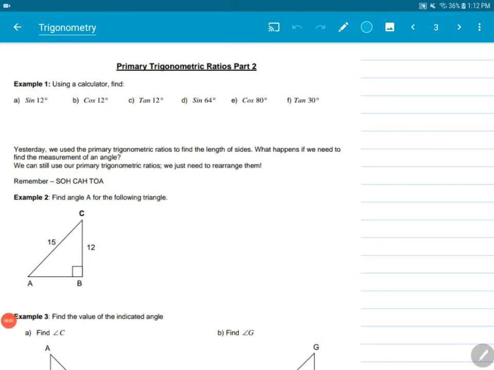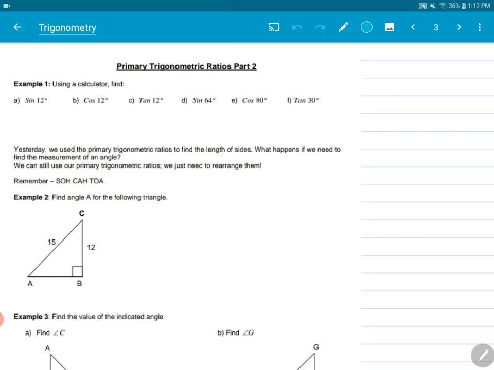So yesterday we talked about using these primary trig ratios, that SOHCAHTOA, to help us find side lengths. And we also did Pythagorean theorem in the beginning. Today we're going to keep using SOHCAHTOA, but now we want to know how we can use that to find the missing angle. And it's going to take one extra step.